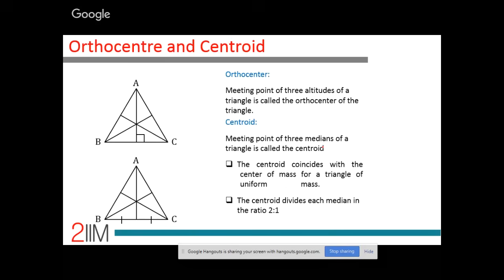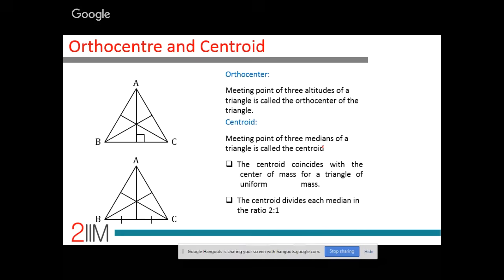Just a very quick recap of these properties. The median, altitude, and angle bisector start from a vertex. The perpendicular bisector has got nothing to do with the vertex. It's perpendicular bisector of the side. So if you're drawing a perpendicular bisector of a side of a triangle, make sure you don't draw it in a way where it has to pass through the opposite vertex. If it passes through the opposite vertex, then it's some kind of special triangle. In a triangle, if you draw a perpendicular bisector of a side, it need not pass through the opposite vertex. So keep that in mind. The other three start from the opposite vertex.